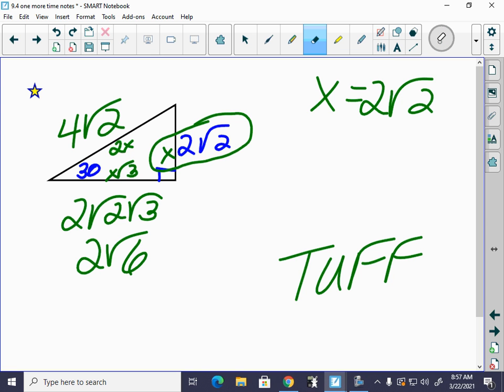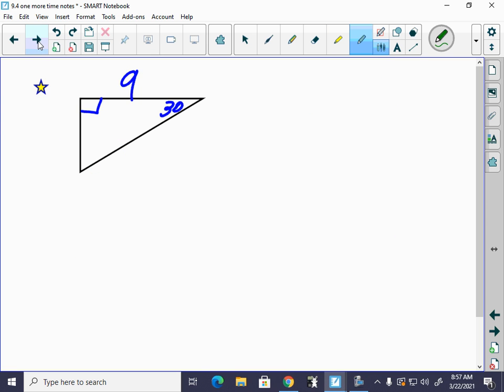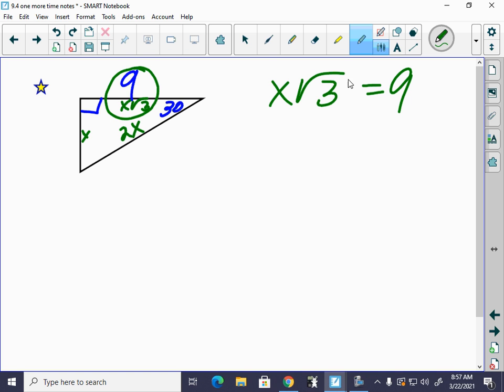Okay, next. Across from 30 is x. Across from 90 is 2x. And the weird one is x square root of 3. Circle. I don't know how to solve that problem, but wait, I do. What do I do? Divide by 3. Throw on the square root of 3.